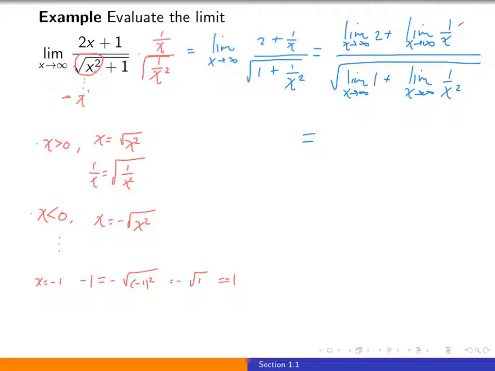The limit of 1 over x as we approach infinity is going to be 0, as is 1 over x squared. The other two remaining limits are limits of a constant, so you just get back that constant. So 2 over the square root of 1, which is 2 over 1, and the value of our limit is the number 2.